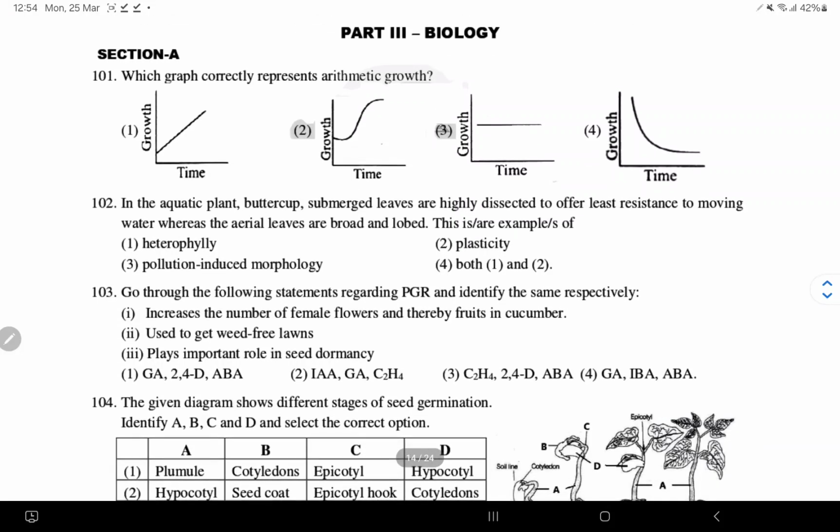101. Which graph correctly represents the arithmetic growth? Option 1. In this, the graph has to be linear. Okay, arithmetic growth, first option. Time is on the x-axis, growth is on the y-axis. Growth is nothing but length.